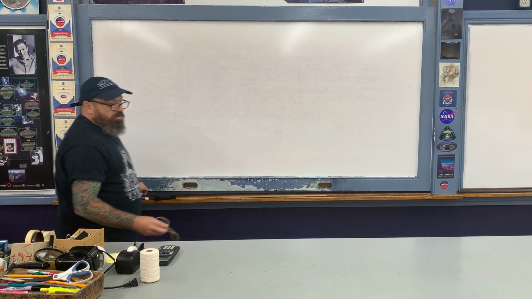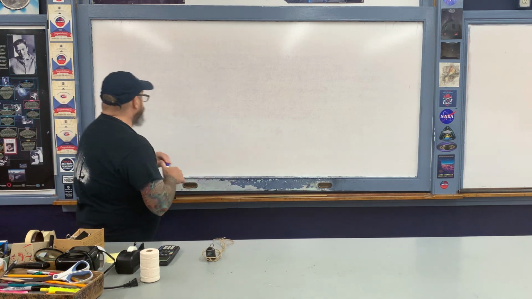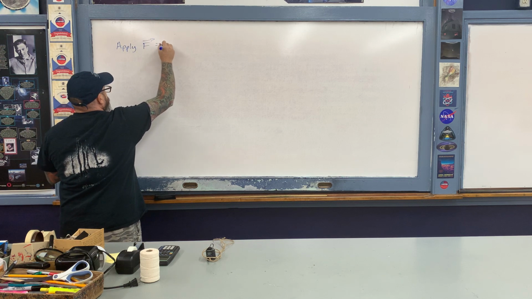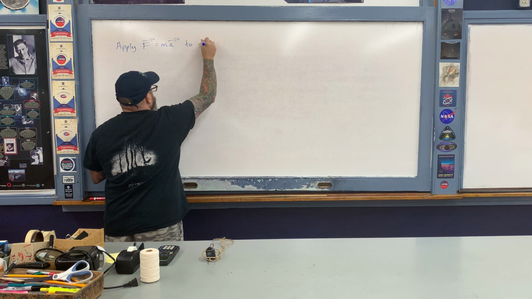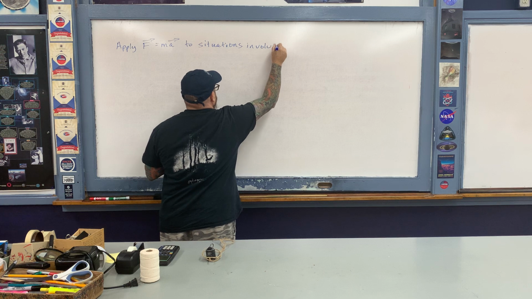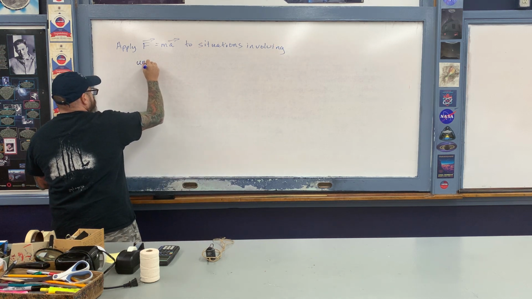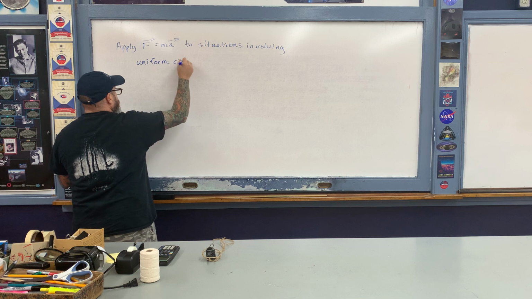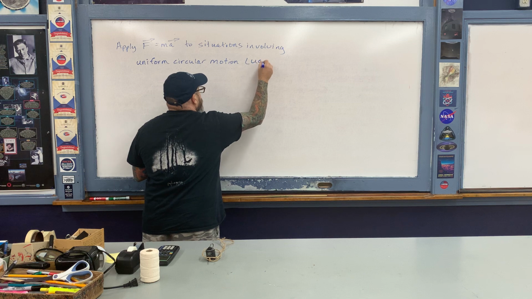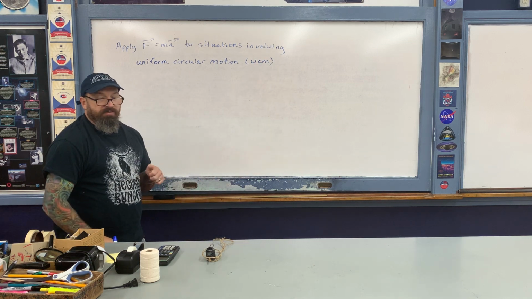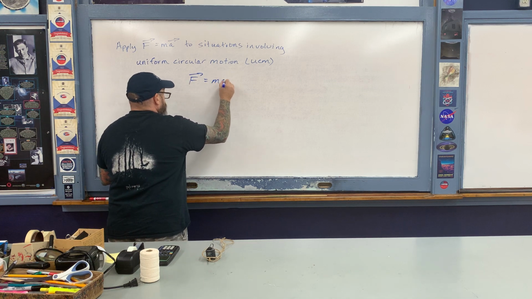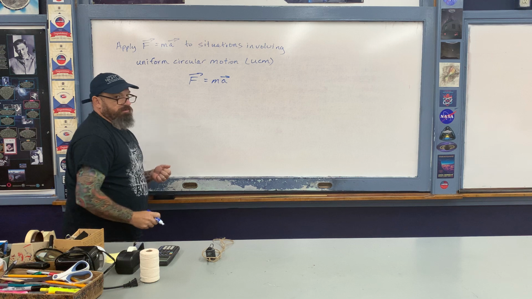Okay, so now here's how we begin to apply F equals ma to such situations. Situations involving uniform circular motion. Uniform circular motion, by the way, is abbreviated as UCM. Now, of course, recall Newton's second law, F equals ma. And then recall what each side of the expression refers to.